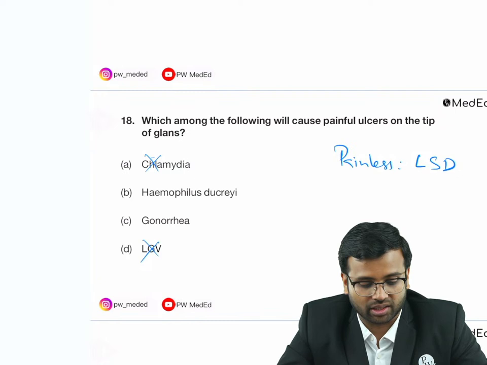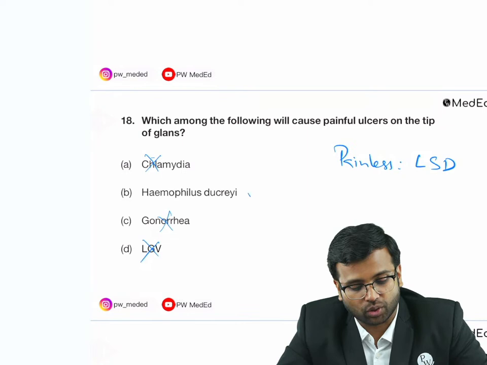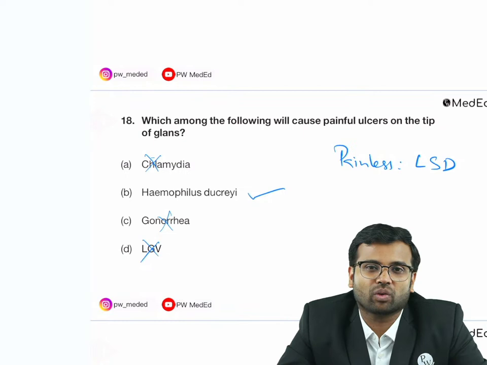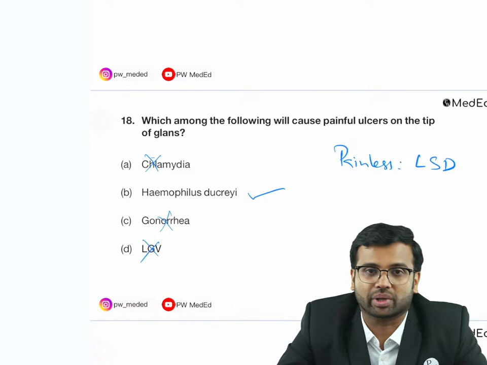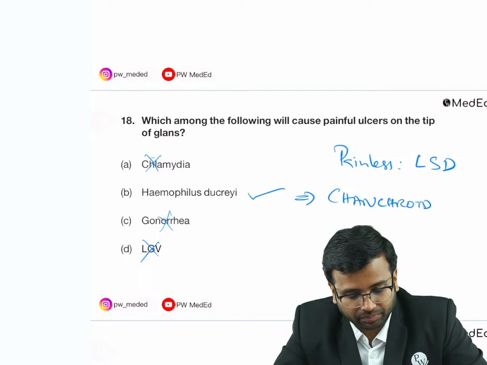So which will cause a painful ulcer? Painful ulcer is caused by Haemophilus ducreyi. And what is the name of this disease? Caused by Haemophilus ducreyi. So Haemophilus ducreyi will be causing chancroid. So it is actually the same question. Once they asked about the school of fish appearance, now this is going to be again chancroid. Now this is again going to be chancroid.